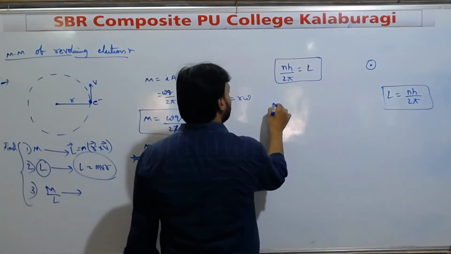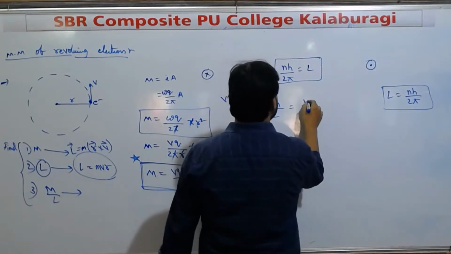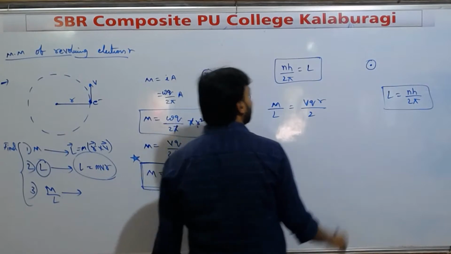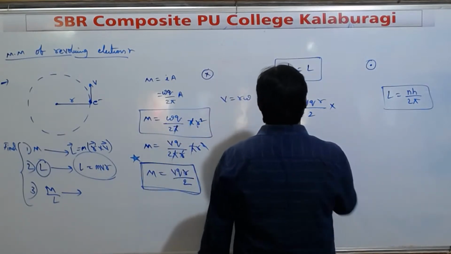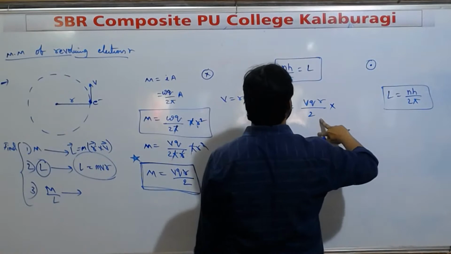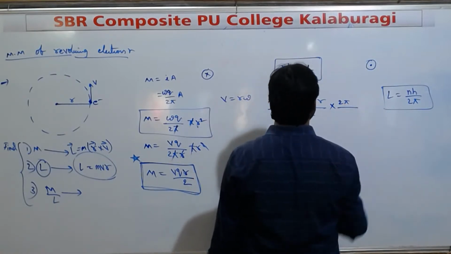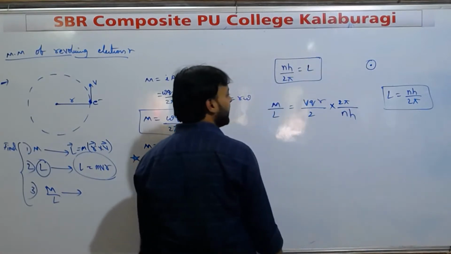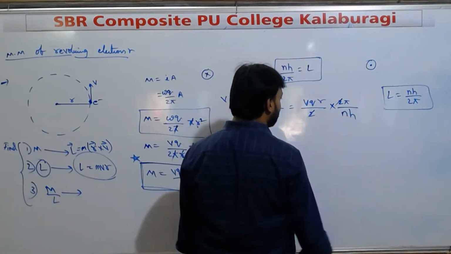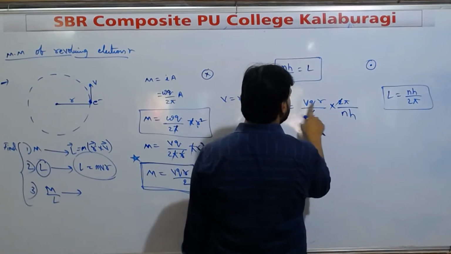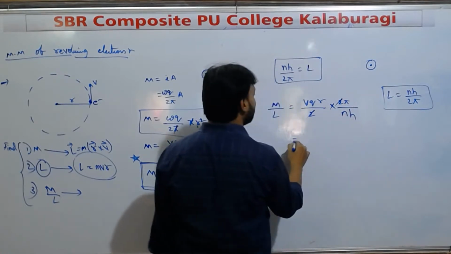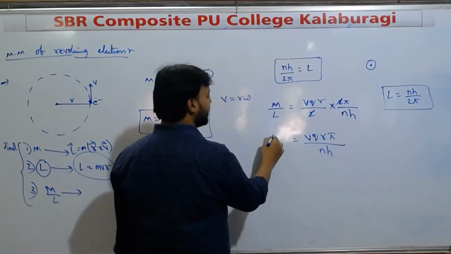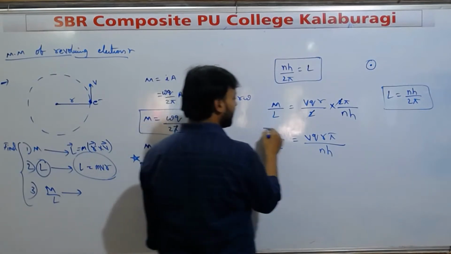M by L, if I do. So what is M? VQR divided by 2, into L. L is how much? NH by 2 pi. Reverse, it is 2 pi divided by N into H. So it is 2 pi divided by H. Cancel the things, 2 cancels. Yes or no? And VQR into pi divided by H, VQR into pi divided by M into H, which is M by L.